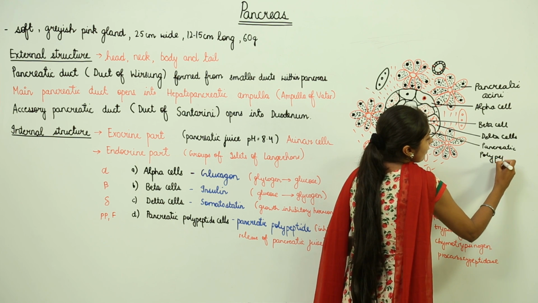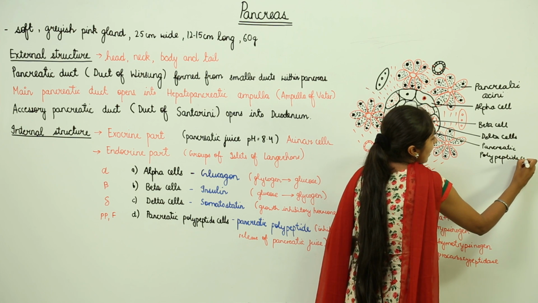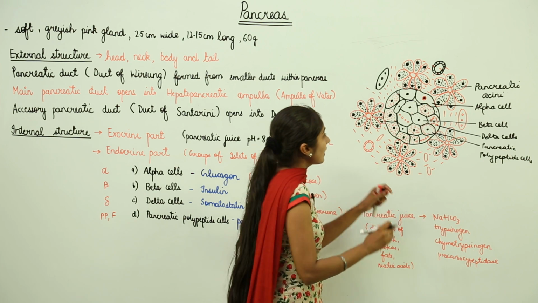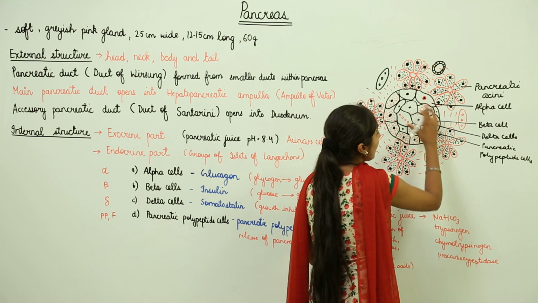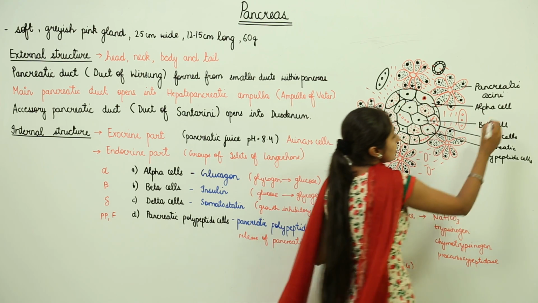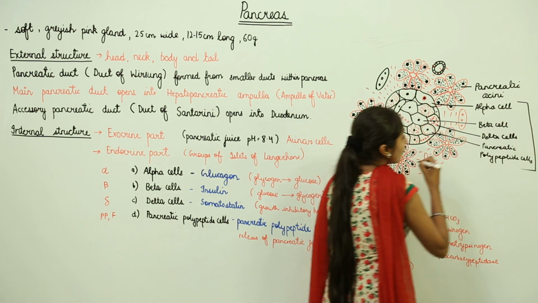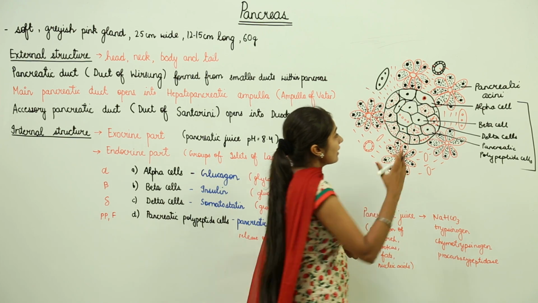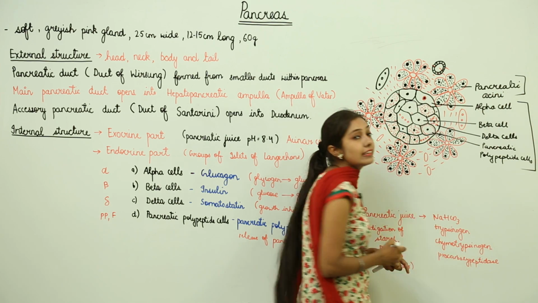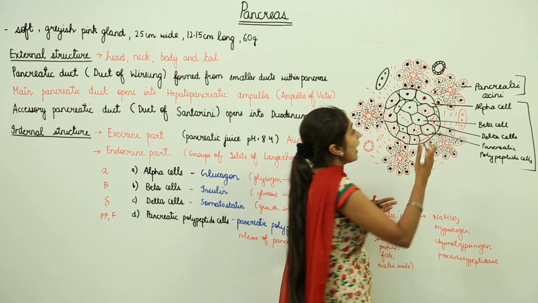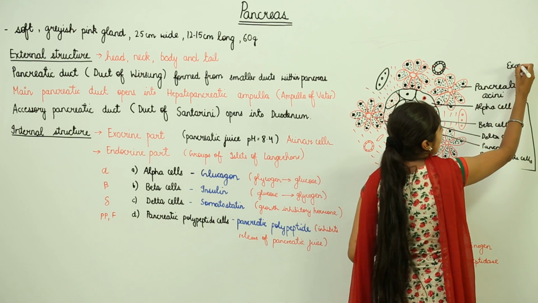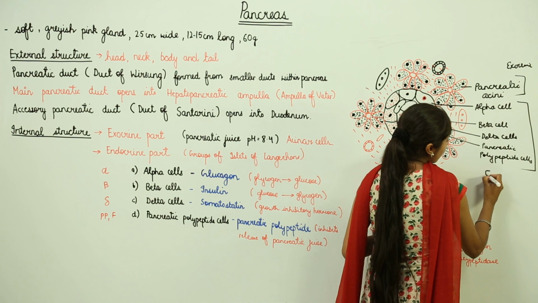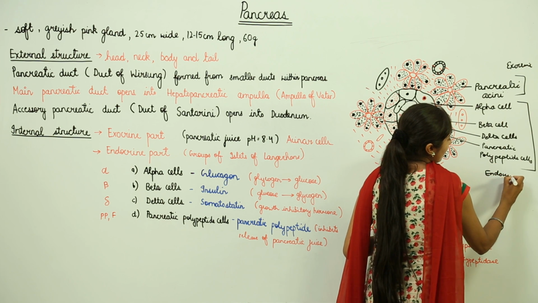We have pancreatic polypeptide cells. Now remember, this is the endocrine part, right? So these cells are part of the endocrine part of the pancreas, and the pancreatic acini are in the exocrine part of the pancreas, right? Exocrine part, and these are in the endocrine part.